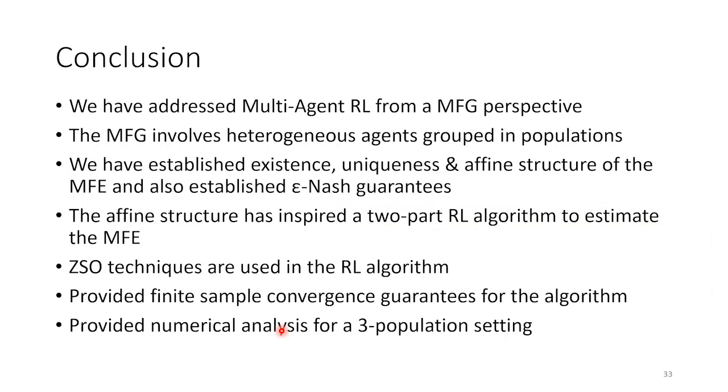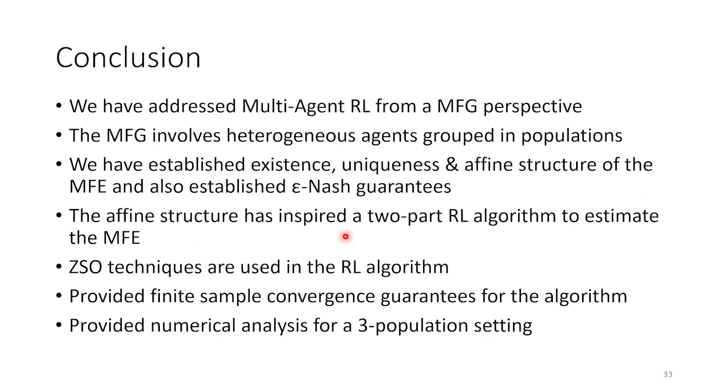And in conclusion, we have addressed multi-agent RL from a mean field game perspective. The mean field game involves heterogeneous agents, which are grouped into populations. We first established existence and uniqueness of the mean field equilibrium, and also gave a certain affine structure of the mean field equilibrium. And we also established that this mean field equilibrium is epsilon Nash.